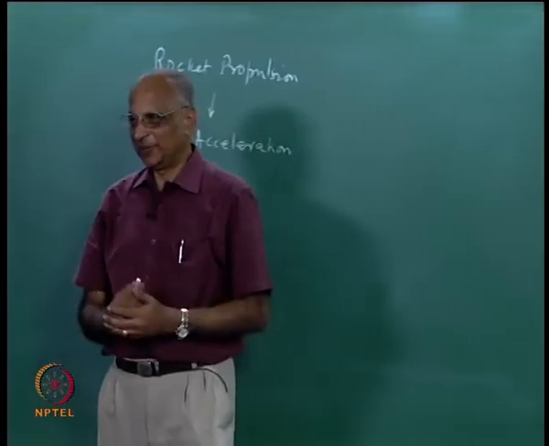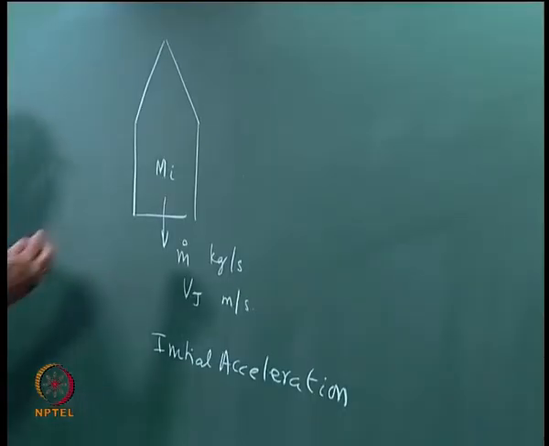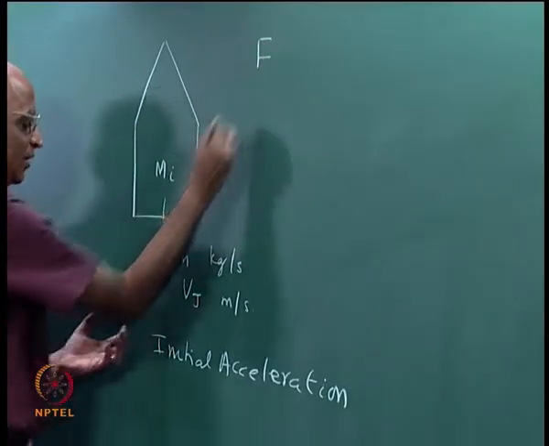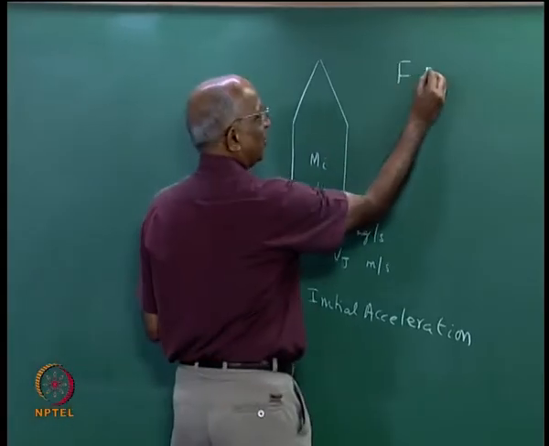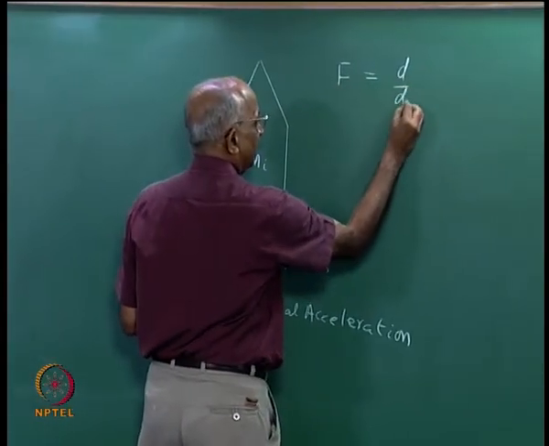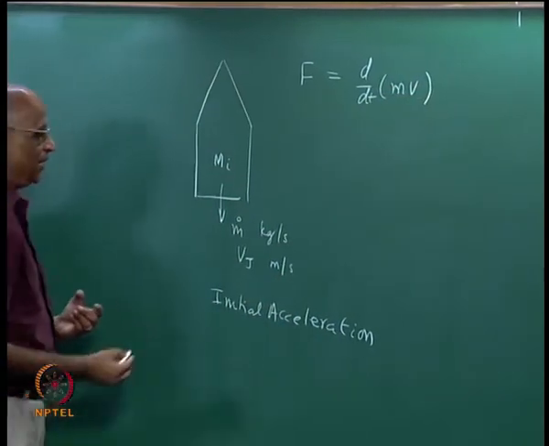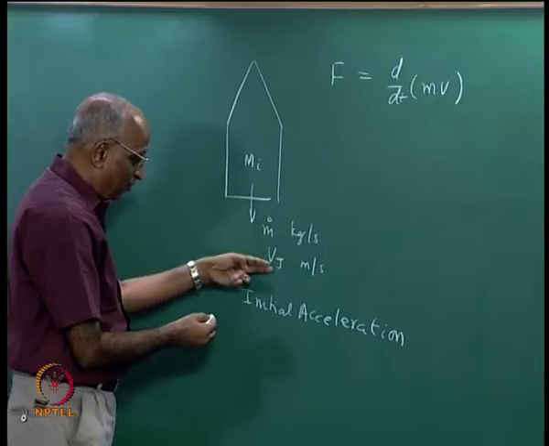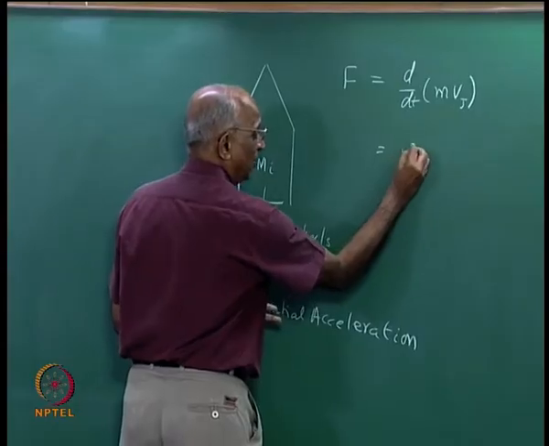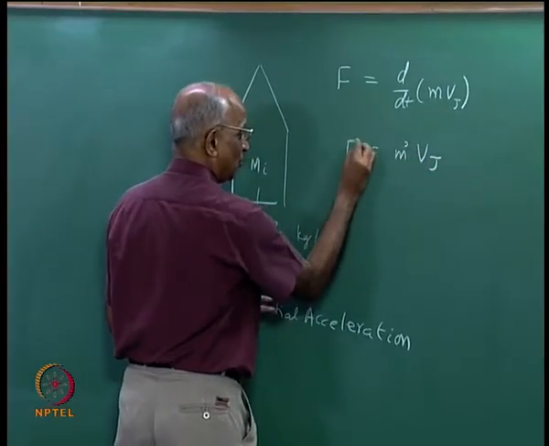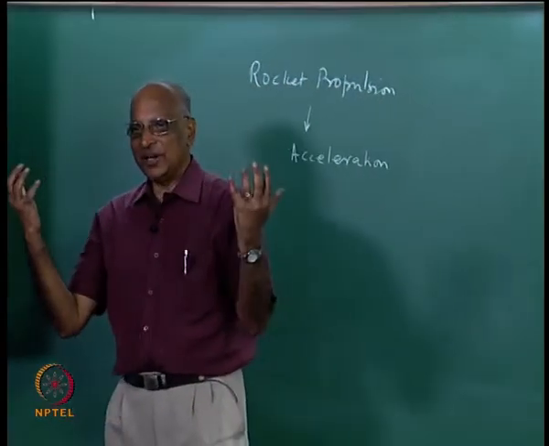How do I do it? You will recall in the last class we told ourselves that the force or the thrust with which a rocket is pushed up is equal to the rate of change of momentum, d by dt of mv, and here the momentum is m Vj, and therefore it is equal to m dot into Vj. That is the thrust over here. Now can you tell me what will be the initial acceleration of this rocket?